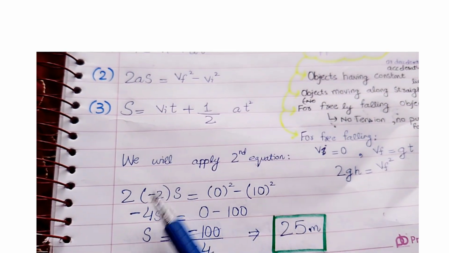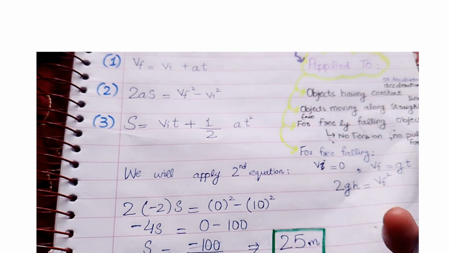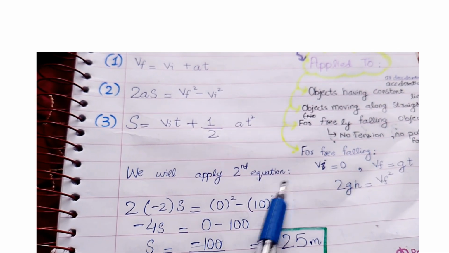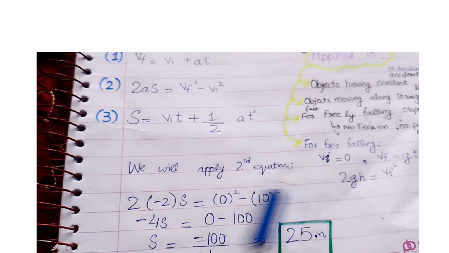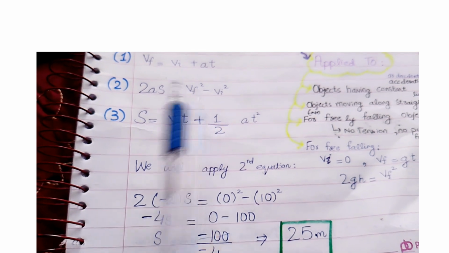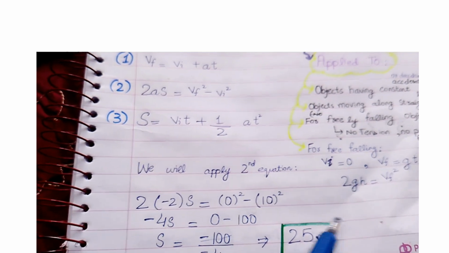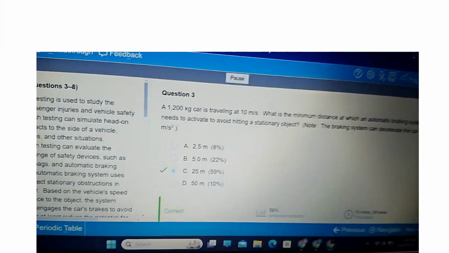So for this question, as it is not a freely falling object, it is an object having constant acceleration, as the car has a constant decelerating braking system. So we can apply the second equation of motion, that is like this. And through calculation we calculated the answer as 25 meters. So our answer is right, it's 25 meters.